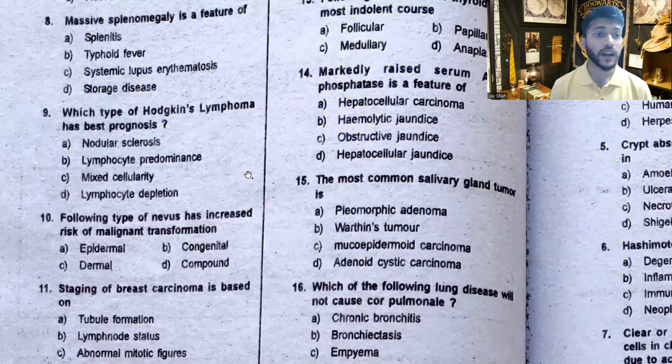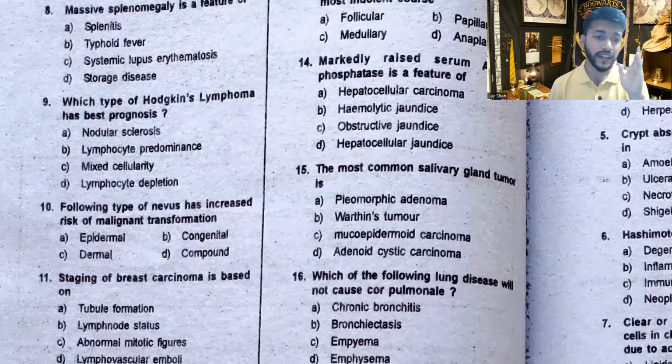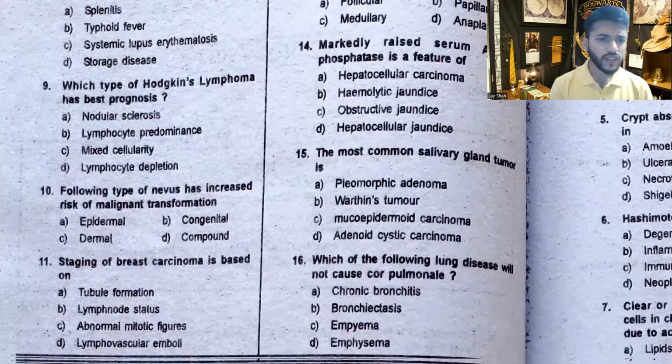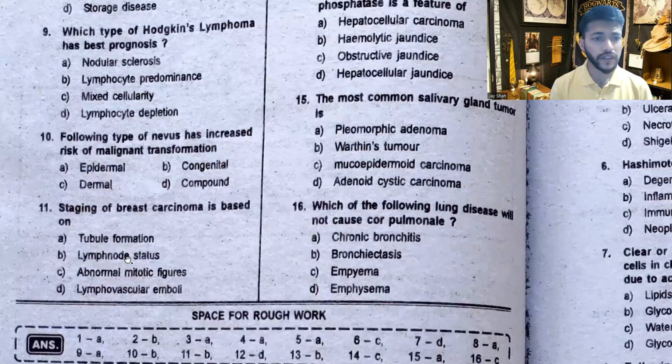Staging of breast carcinoma. Again, what did I say? Grading and staging. So staging is basically on the basis of your lymph node status. These A, C and D, what are they all? For grading. How are the cells? How is the formation? But metastasis, tumor size, lymph node, that is your staging.